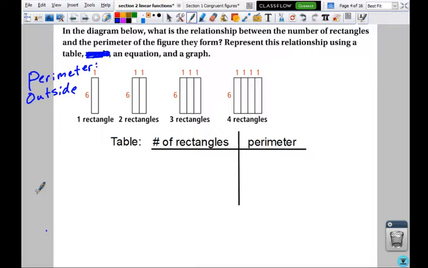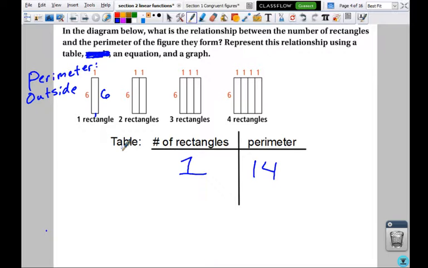When I have one rectangle, I want to know what's my perimeter. Perimeter is the amount outside. If this top piece is 1, what's the bottom piece? 1. If the left is 6, the right? Yeah. So my perimeter, I just need to add up the outside. 6 and 6 is 12, 13, 14. My perimeter is 14. Okay, I'm going to keep going through and keep filling out a table.